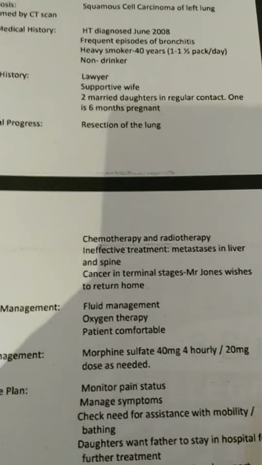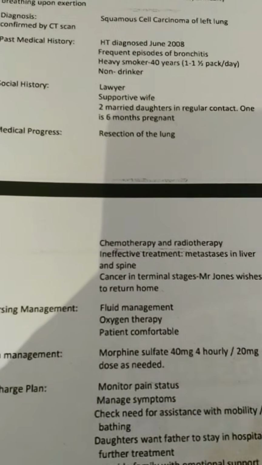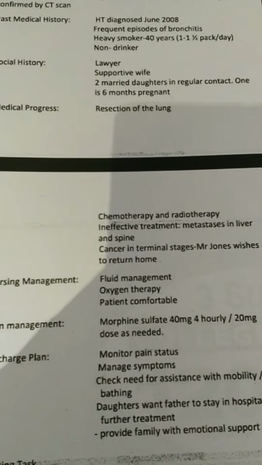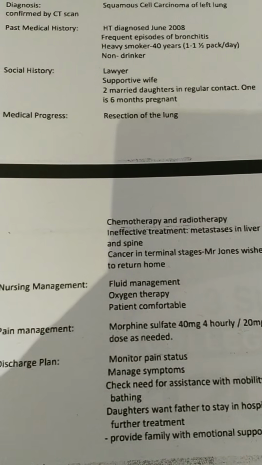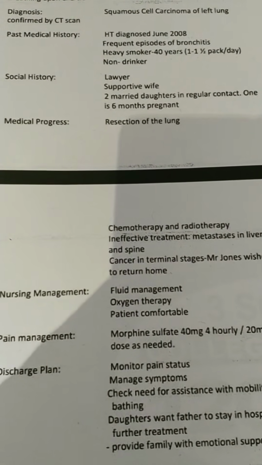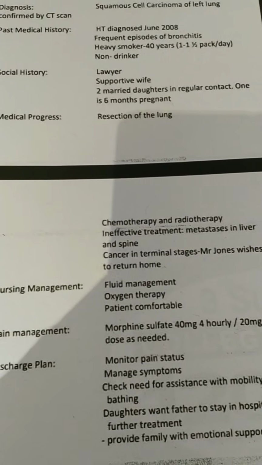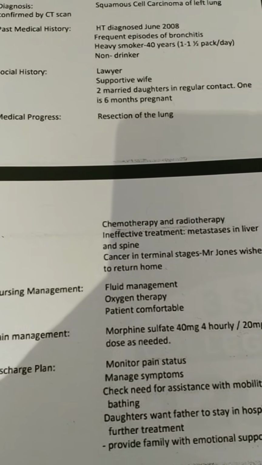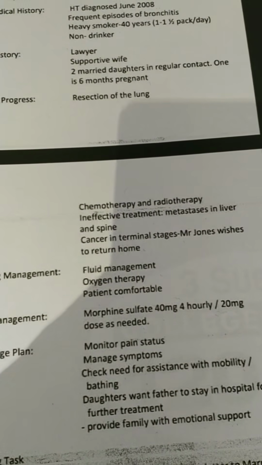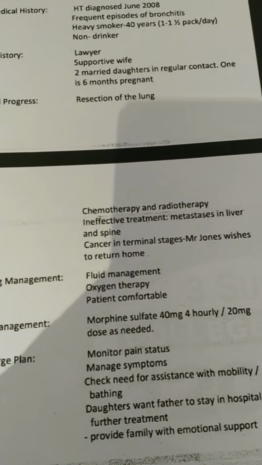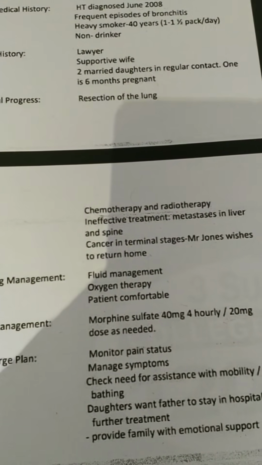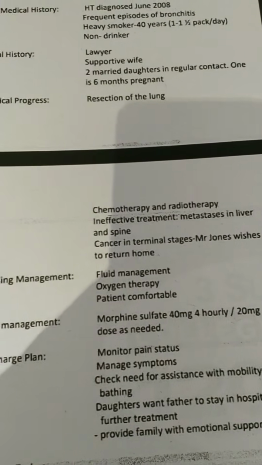So the admission details have been completed. Then we can tell what happened during hospitalization. During hospitalization, comma, he was also treated with morphine sulfate 40 mg four hourly. Then what else have we given? Intravenous fluid and oxygen therapy. Then what is his condition? Currently he is stable and comfortable.